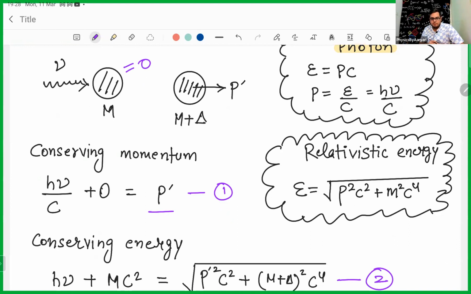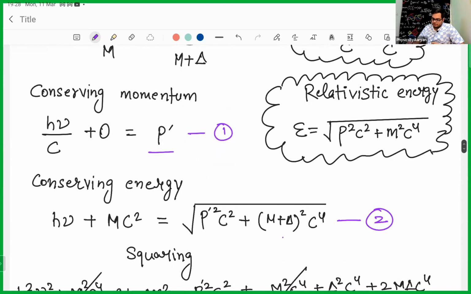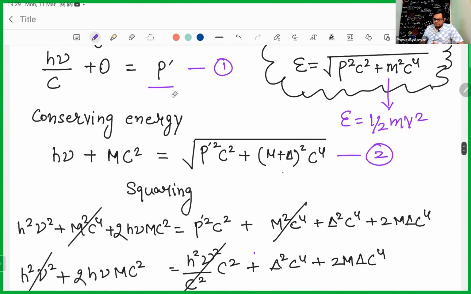Clear? Yes, sir. In the ISER, they said that if I take c as very small speed, for example in our daily life, then this energy should convert into half mv square. So prove that for low speeds, this formula will convert into half mv square. That was the derivation they asked in ISER. It's one page long, not very straightforward.